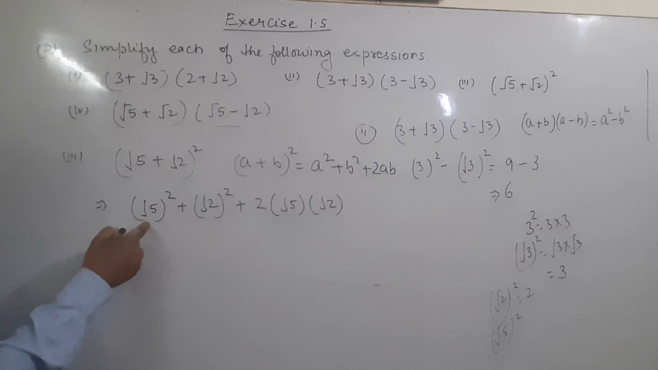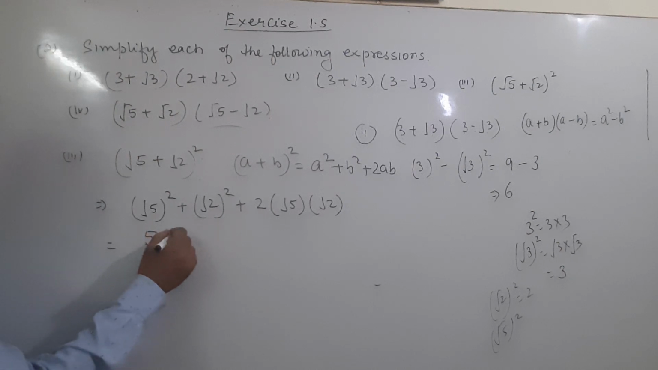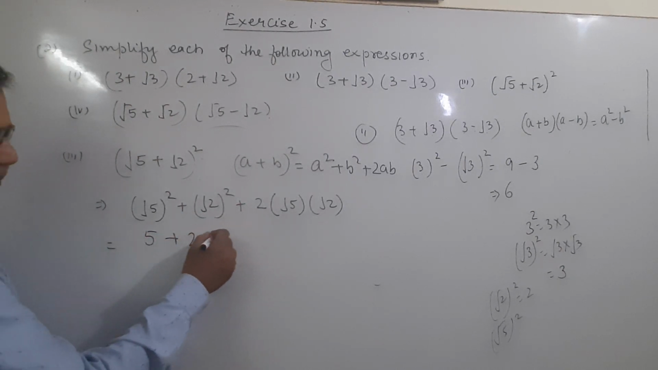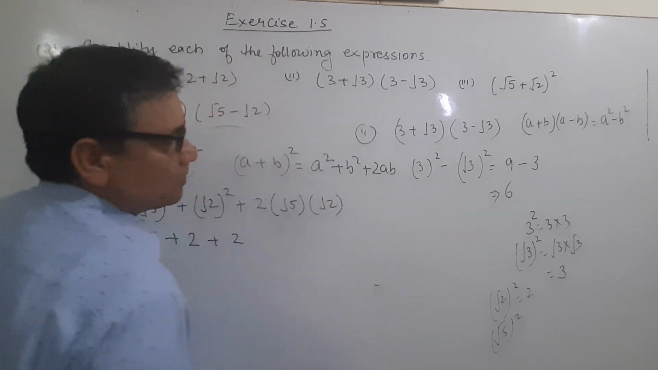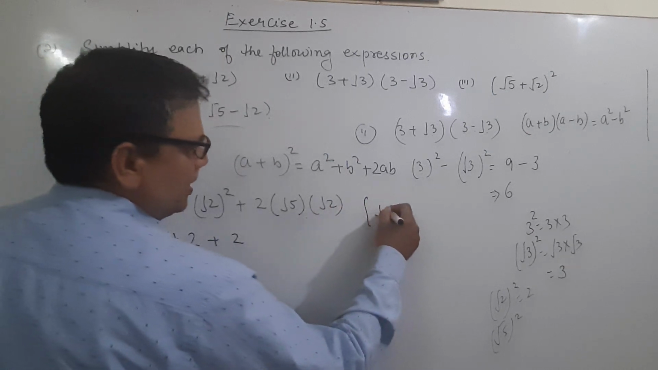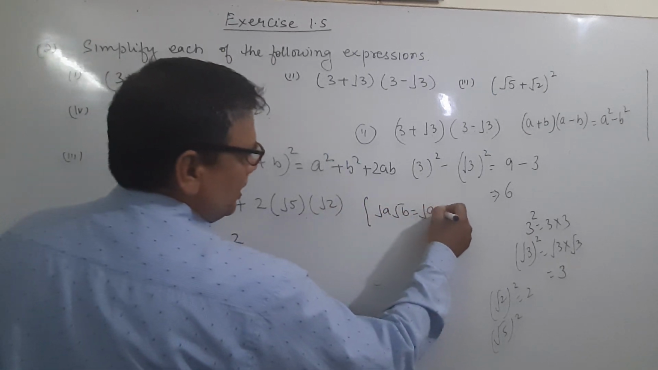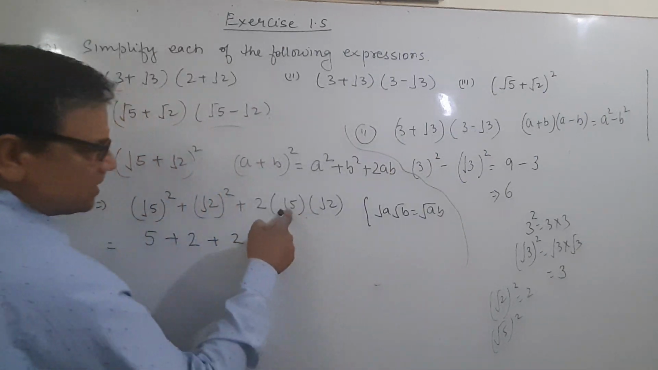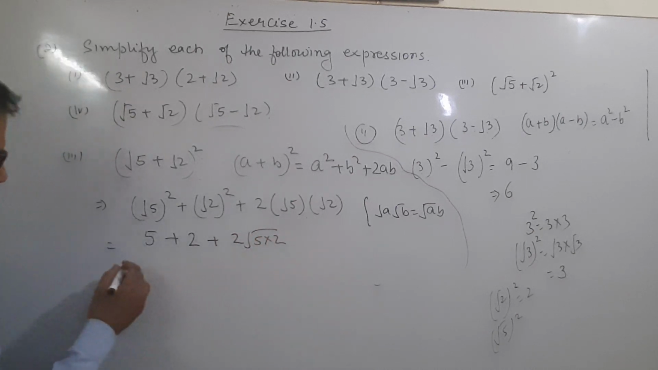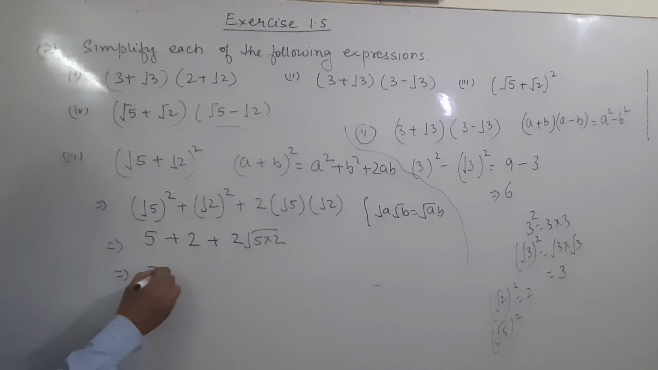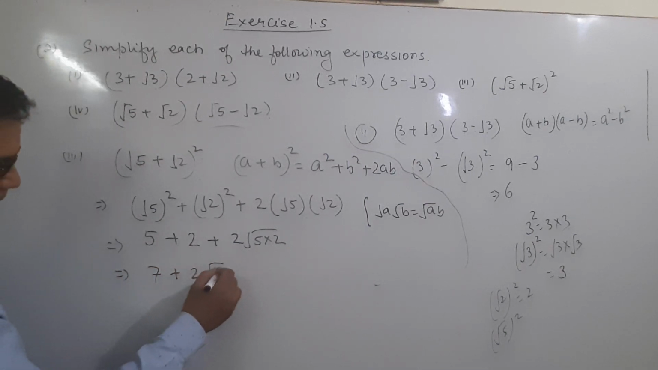What is your answer now after this? Find the solution of this one. What is the value of root 5 square? It is 5, plus root 2 square, it is 2, plus 2 root 5 into root 2. We will apply the same formula: root a into root b is equal to root ab. So what is a? 5. What is b? 2. So what is your answer? 5 multiplied by 2. The answer is 5 plus 2, 7, plus 2 root 10.